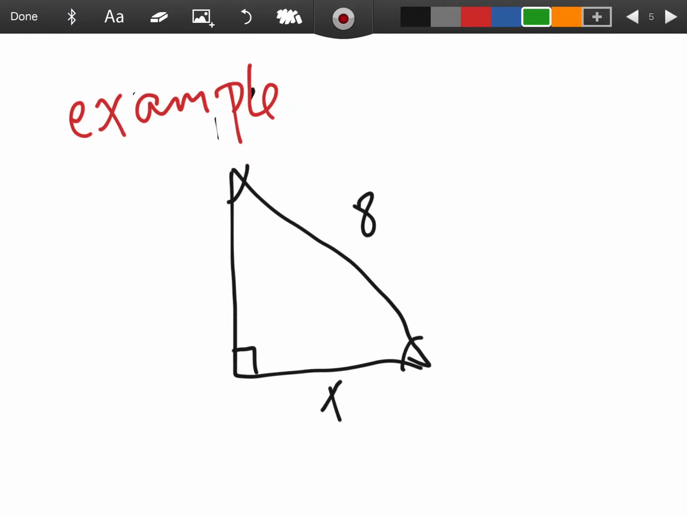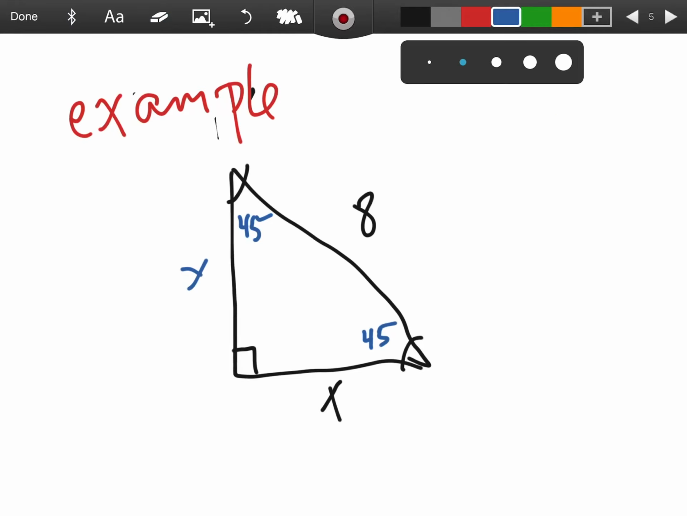All right, our first example, we've got this 45, 45, 90 triangle. How do I know that that's true? They tell us that these two angles are congruent. 45, 45. So could I set this up and say, oh, x squared plus x squared equals 8 squared? Yeah, you definitely could. That's still an option. I'm not going to tell you that you're not allowed to do that. You definitely can. However, now we have an easier way.